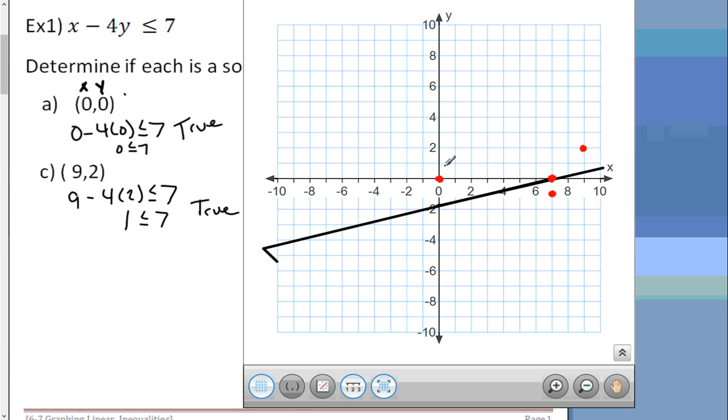Now, this point was true. This point was true. This point was true. And this point was false. If you look at your notes, that's what happened, right? True, true, true, and false.